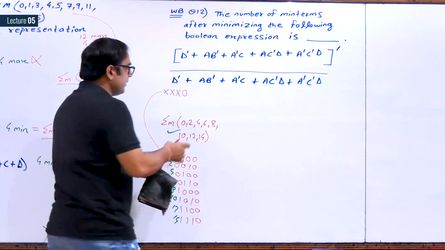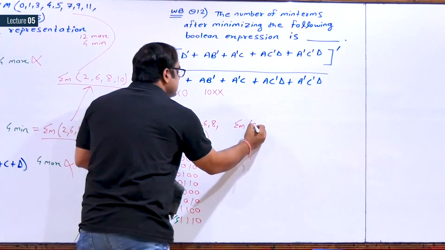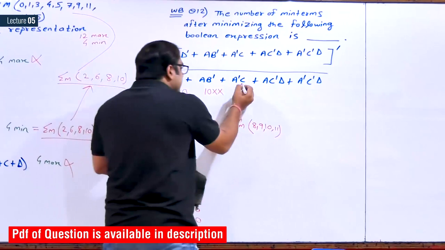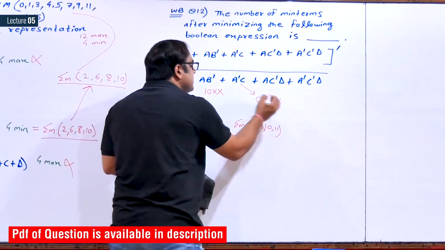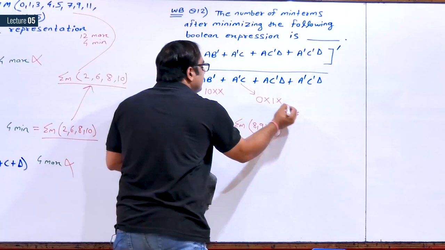Next one, AB complement. A is equal to 1, B is equal to 0, C and D are don't care. So this will give me 1000 is 8, 1001 is 9, 1010 is 10, 1011 is 11. Now consider this one. A is equal to 0, B is not given, C is equal to 1, D is not given. 0010 is 2, 0011 is 3, 0110 is 6, 0111 is 7. These are the 4 minterms.